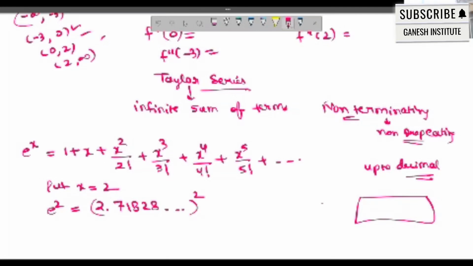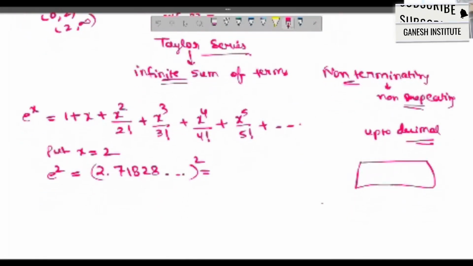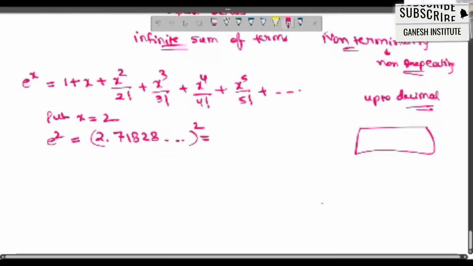Now e raised to power 2 here. If you do it, again you will get some value. But it will be having an infinite number of terms, right? And how can I get that?